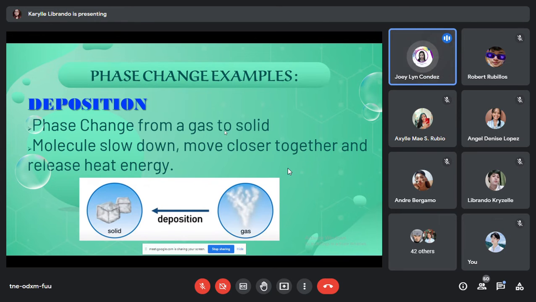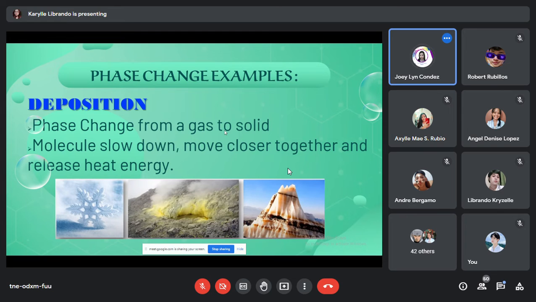For example, we have frost. And we also have another one, an active volcano. An active volcano releases gases, and these gases are also made of sulfur. At room temperature, sulfur is solid. When the gas reaches a cooler area, it changes into solid. So these are sulfur deposits. The process, we call it deposition.